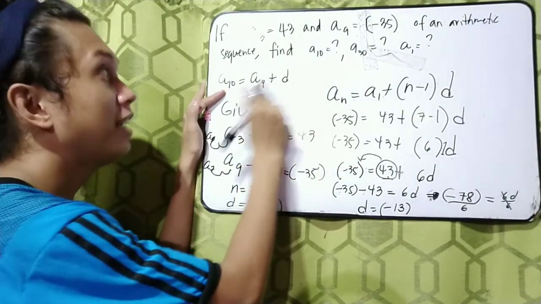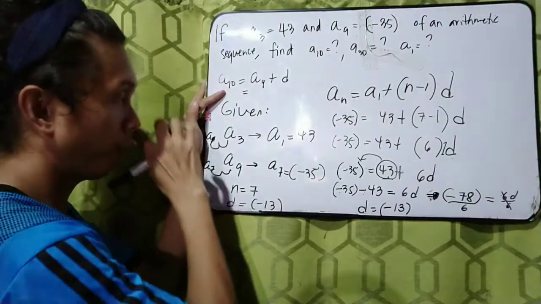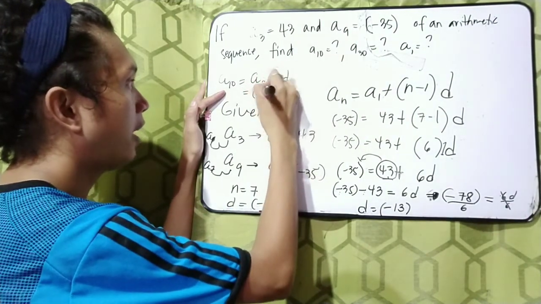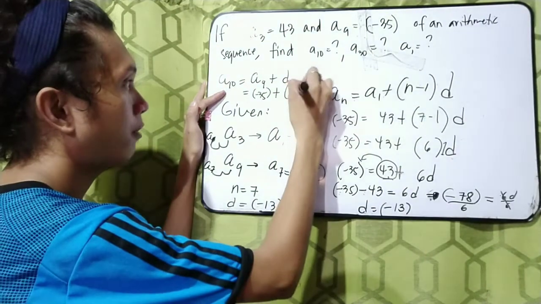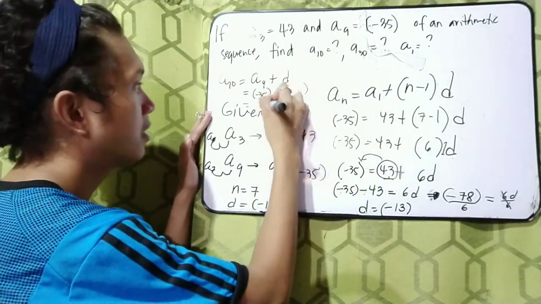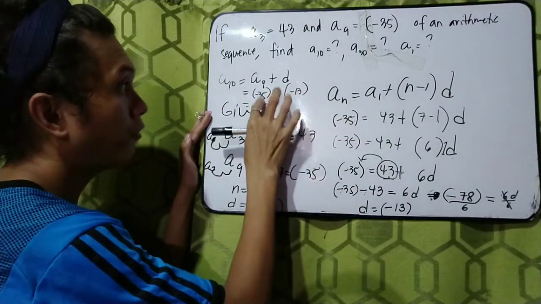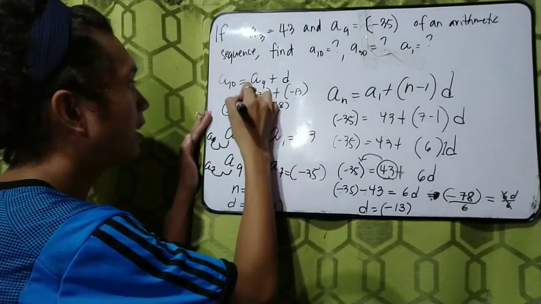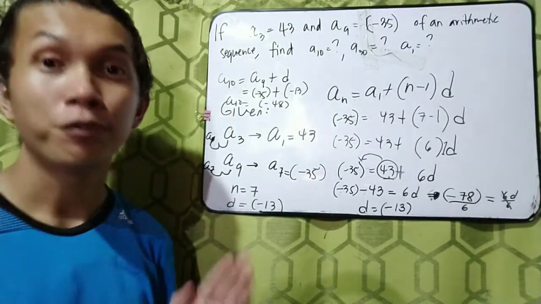So we will just create this equation or formula. Our a sub 9 is negative 35 plus negative 13. They are both negative, so you combine them. So that is negative 35 minus 13, that is negative 48. So our a sub 10 is equal to negative 48.